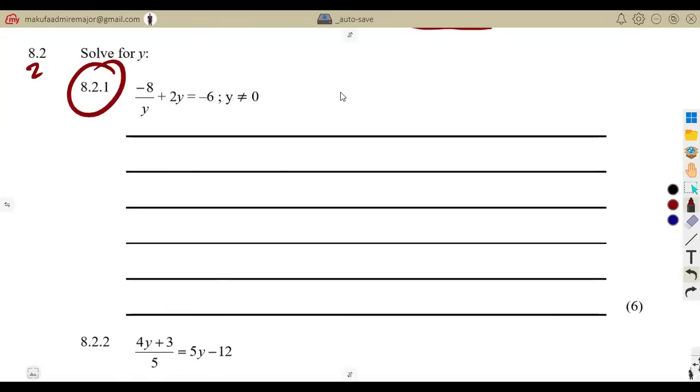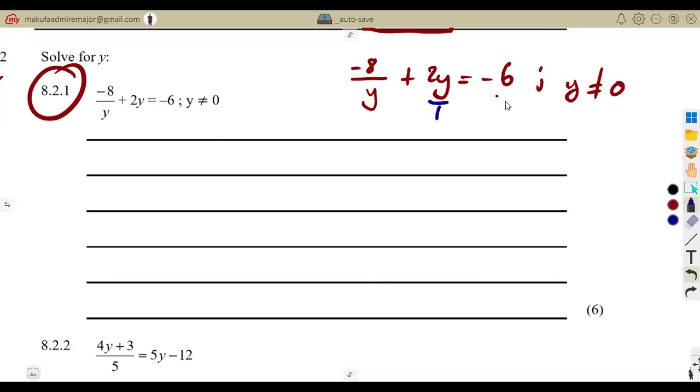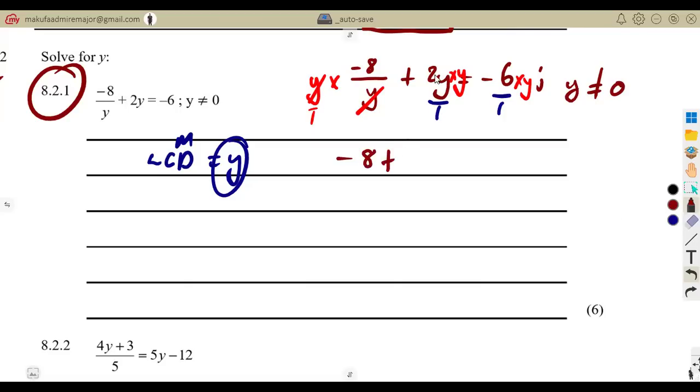8.2, solve for y. 8.2.1. We are given an equation with minus 8 over y and minus 6. But in this case, the y is not a fraction; it is the same as y over 1. So remember the LCD concept, or the LCM. There is y there, and 1. What is the LCM of these two? The LCM is going to be y. Multiply every term by that LCD, each and every term. A y and a y there is going to cancel, because it is the same as y over 1, so you remain with the negative 8.